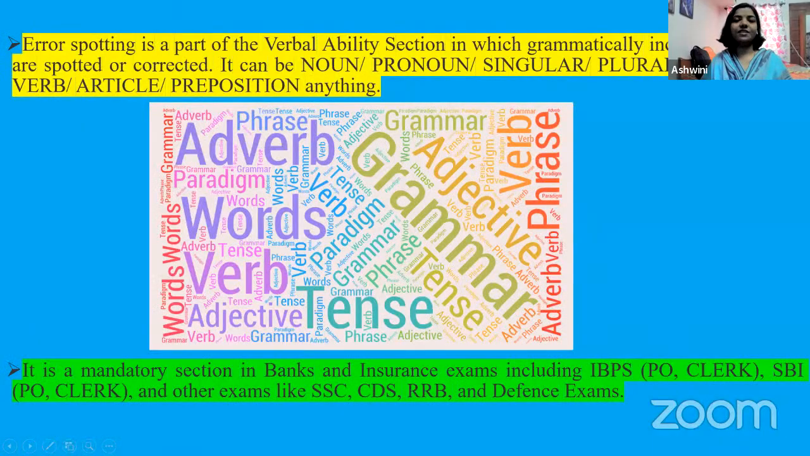First, we have to know the common definition, or the common meaning, of spotting errors in English. Error spotting is a part of the verbal ability section in competitive examinations in English. In this section, grammatically incorrect sentences are spotted or corrected.